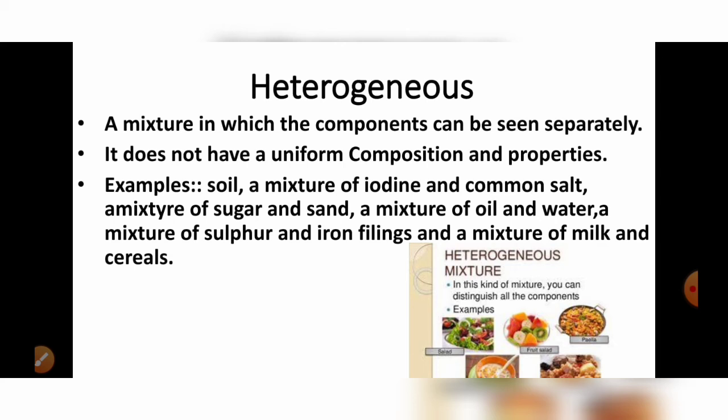For example, you take soil, there are small sizes, bigger sizes, and different kinds of stones also present. Iodine and common salt, the iodine and the common salt are the same color. It cannot be identified whenever those two mingle together, but we can separate it. Okay, next, you know very well, a mixture of sugar and sand particles. A mixture of soil and water. A mixture of sulfur and iron filings, already we saw that one. And a mixture of milk and cereals. Okay, these are the heterogeneous mixtures.